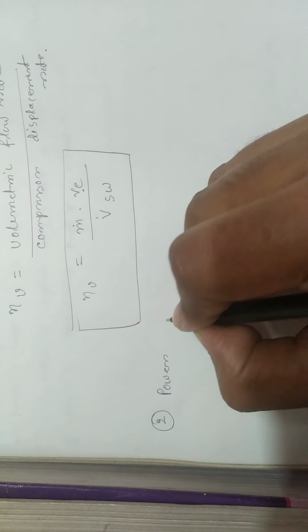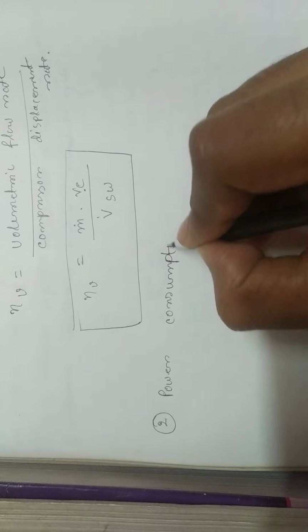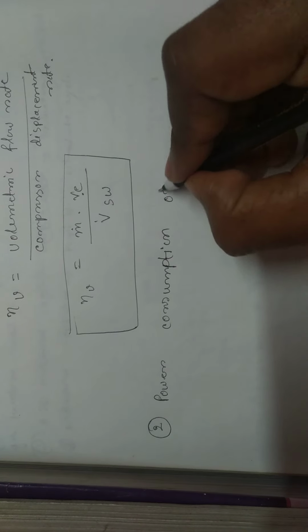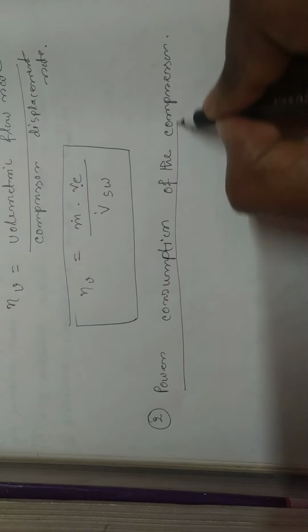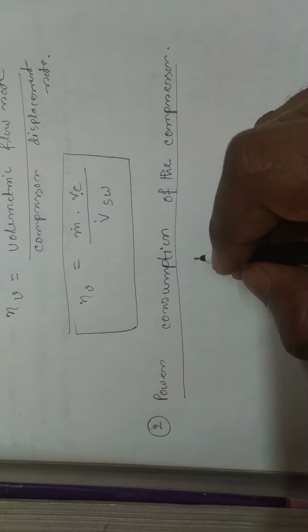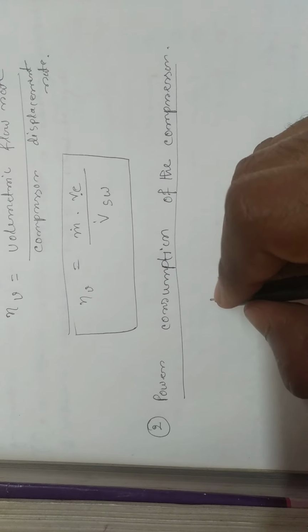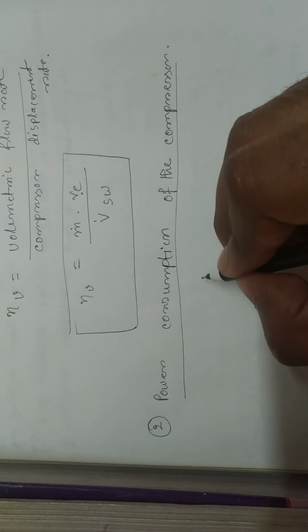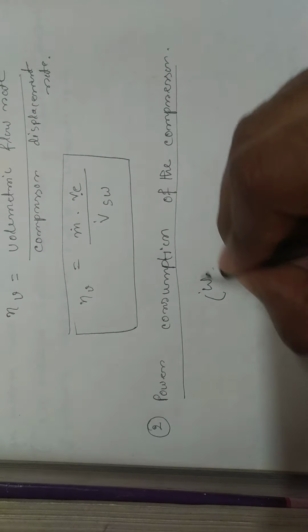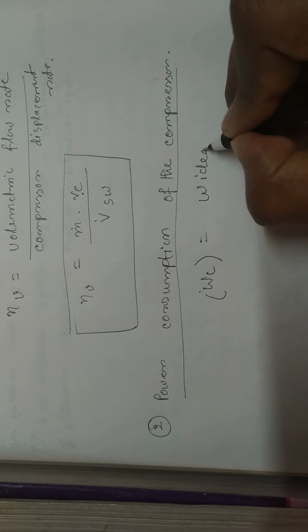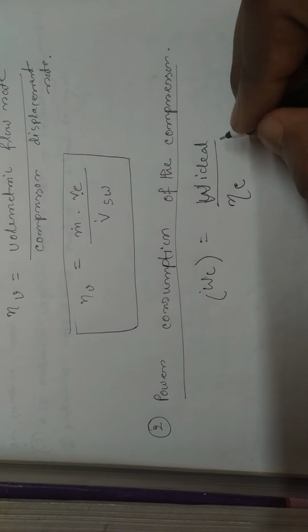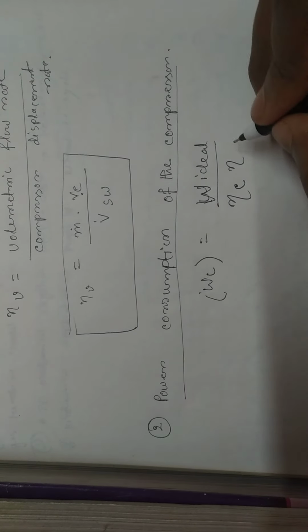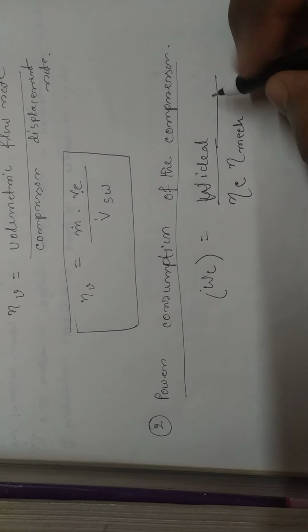The second thing is the power consumption of the compressor. It depends on different parameters. For a refrigerant compressor, the power consumption W_c is the ratio of W_ideal divided by the efficiency of the compressor, times the efficiency of the mechanical drive, divided by the efficiency of the motor.